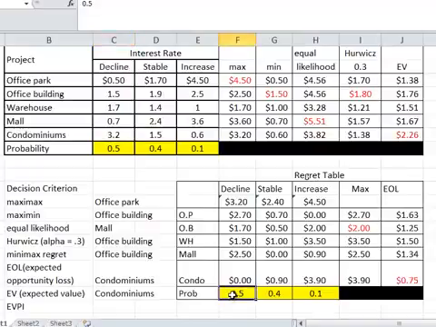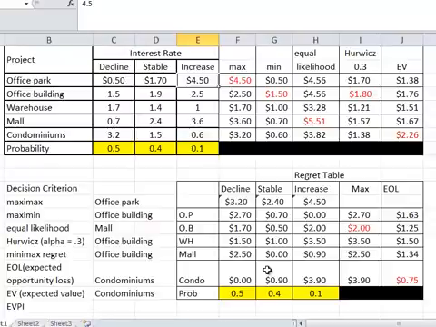Similarly, if fortune teller tells us, okay, the interest rate is going to be the same, what are we going to do? Okay, we're going to go with mall project, because in that case, that's the best we can do, getting a profit of $2.4 million. Similarly, if the fortune teller says the interest rate is going to go up, the best we could do is to choose Office Park, getting profit of $4.5 million.